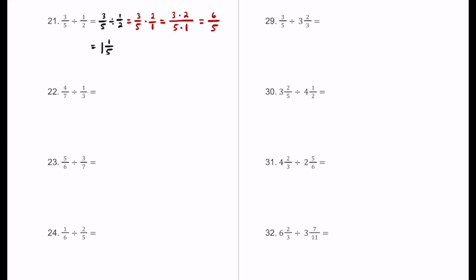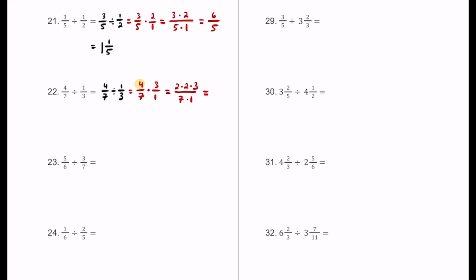For 22, we have 4/7 divided by 1/3. So here's 4/7 divided by 1/3. That's the original. As a multiplication problem, this is going to be 4 over 7 multiplied by 3 over 1. Now this 4 is composite, so it can break down, but 7 and 3 don't seem to have anything in common with it just because they're also prime. So 4 is 2 and 2, and we have 3, and 7 is just 7 and 1.